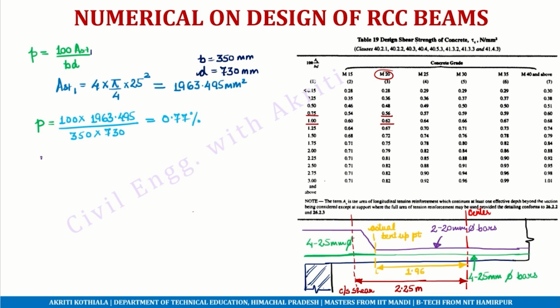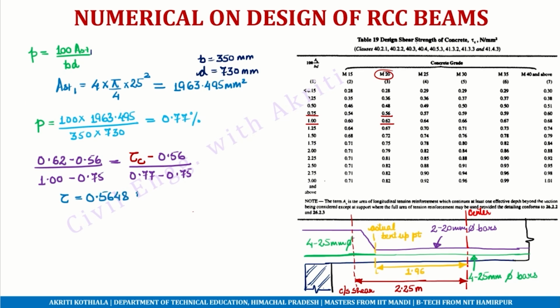So I can write, interpolating this value, 0.62 minus 0.56 divided by 1 minus 0.75, which will be equal to tau c minus 0.56 divided by 0.77 minus 0.75. So this gives us a value of tau c equal to 0.5648 Newton per millimeter square. Because 0.56 and 0.5648 are very close, that is why I told you that if you're running out of time, you can skip this step and use the value corresponding to 0.75%.